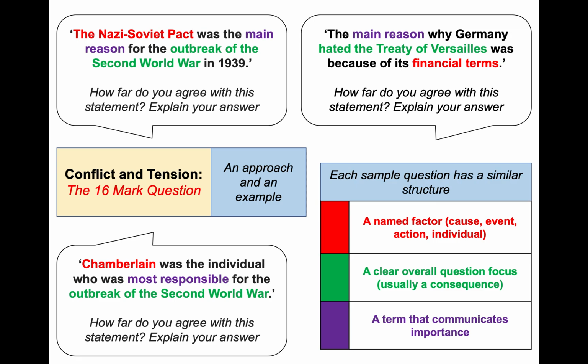Now, under each of these, you've got a second statement that says, how far do you agree with this statement? And that alerts us to the fact that this is, in fact, an evaluation question or a debate question. You need to show that you understand that not only, for example, was the Nazi-Soviet Pact one of the main reasons for the outbreak of the Second World War, but there were others as well, and hopefully you'll be happy to explain them.